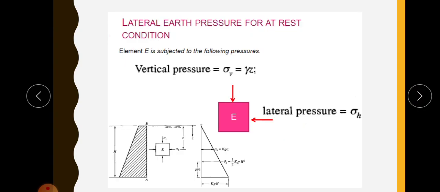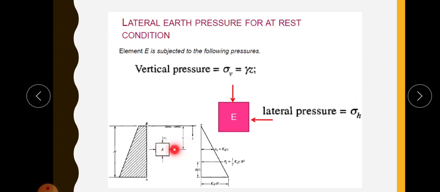Then lateral earth pressure for at rest condition. We are discussing lateral earth pressure for at rest condition. If we take a soil element, it will be under two stresses: vertical pressure and horizontal pressure or lateral pressure, and this horizontal pressure is actually the earth pressure. So, vertical pressure.